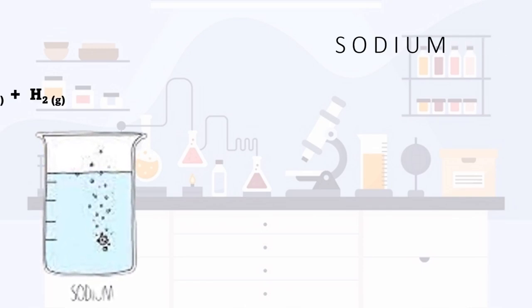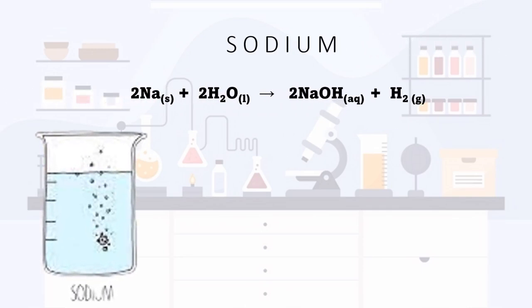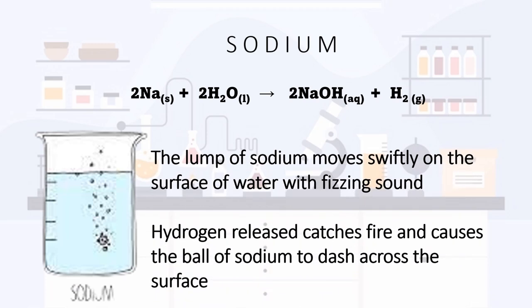When sodium reacts with water, it will produce aqueous sodium hydroxide and hydrogen gas. The lump of sodium moves swiftly on the surface of water with a fizzing sound. The hydrogen released catches fire and causes the ball of sodium to dash across the surface.